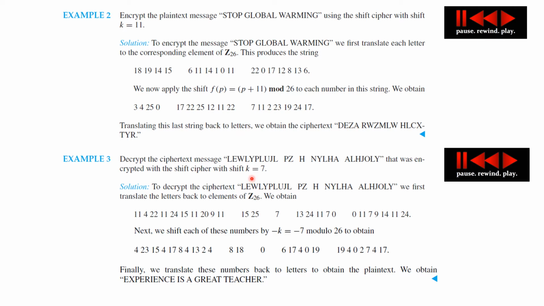So now we're employing the inverse. You know what to do. Let's see how you did. What we do is we take each of those, change them into numbers, and then we shift them by minus 7 modulo 26, and we get these, and then we change it back, and this is translated into, again, experience as a great teacher.